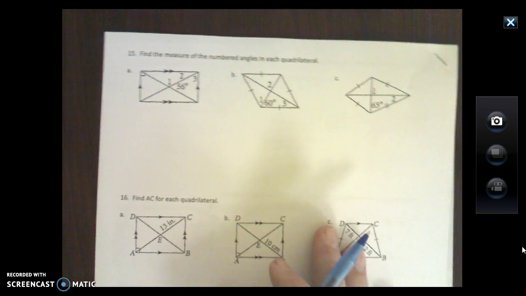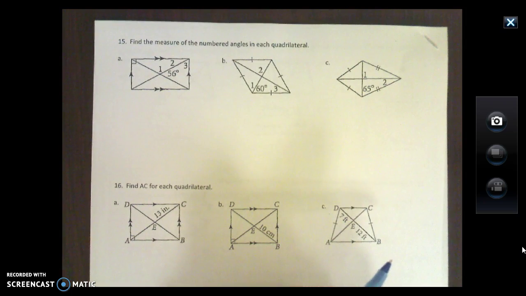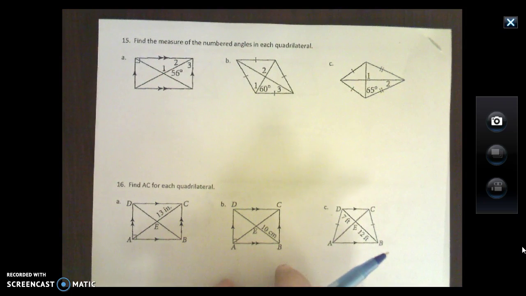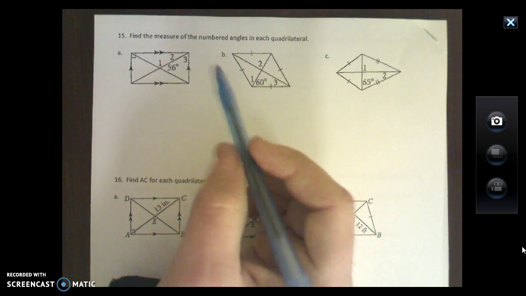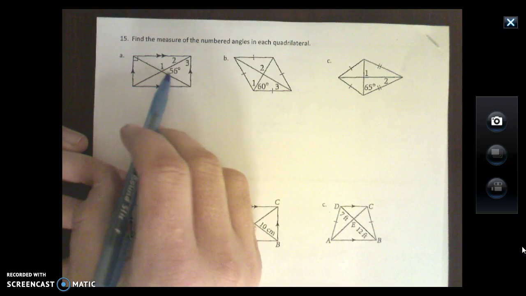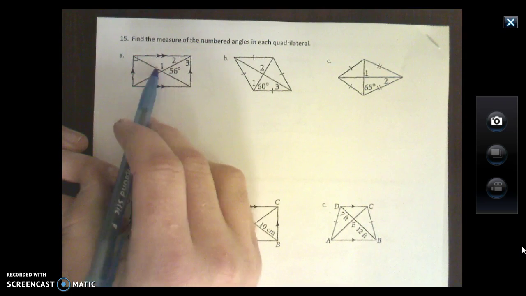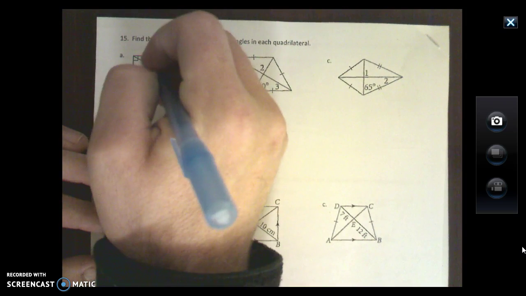Nice. Okay, on the back, try and get as much done as I can here. These are much the same. Okay? So, pardon me for that cough again. Find the measure of the numbered angles in each quadrilateral. So let's just see if we can get maybe 1 or 2 of these done. For here, if this is 56 degrees, I know 180 minus 56 gives me angle 1, so that'd be 114 degrees.